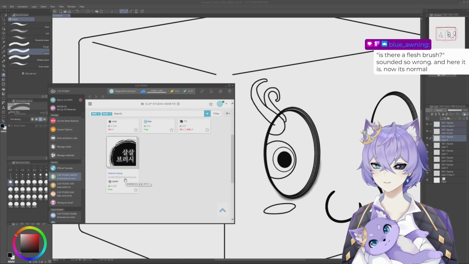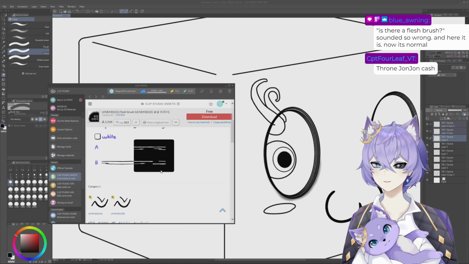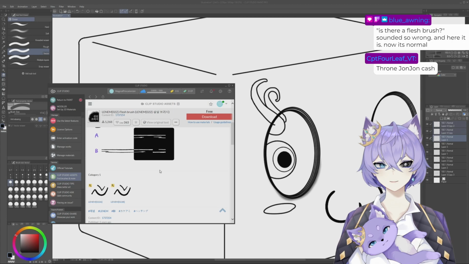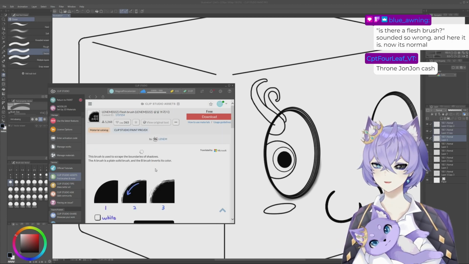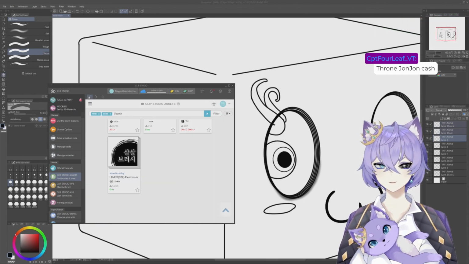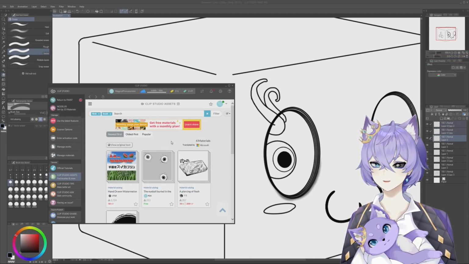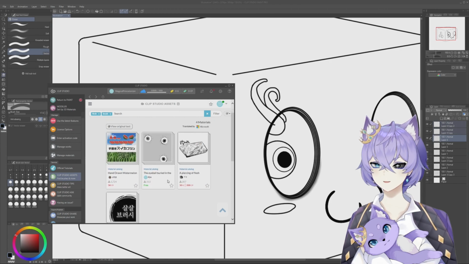Okay, fine. What is this one? Flesh brush. Is there a flesh brush? And now here, is this normal? I know. This brush is used to scrape the boundaries of shadows? I don't think this is what we want. Throw in John Cash? Nah. The eyeball buried in the... no, that's not what I want.